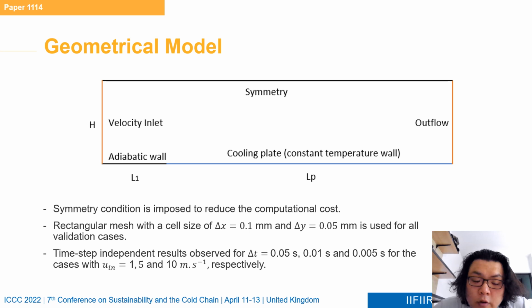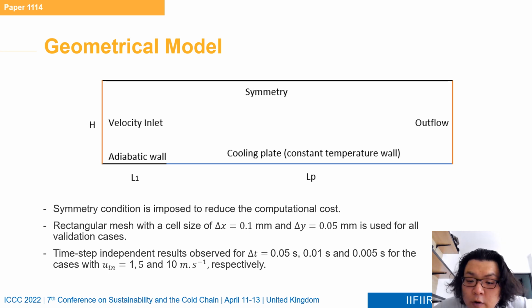For the geometric model, the domain shown here on this slide has been used with the velocity inlet on the left-hand side and the outflow on the right-hand side, with the cooling plate applied as a constant temperature wall at the bottom of the domain, with a small adiabatic wall imposed in front of the cooling plate, and a symmetry condition imposed on the top of the domain to reduce the computational cost.